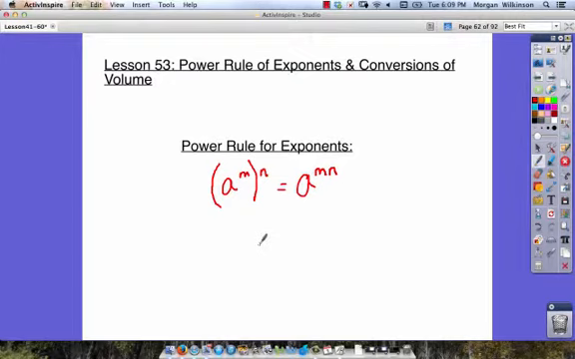The power rule for exponents says a to the mth power all raised to the nth power is equal to a to the m times n power. So what we're doing really here is we're just multiplying these two together to find our answer. Let's go ahead and look at some examples.